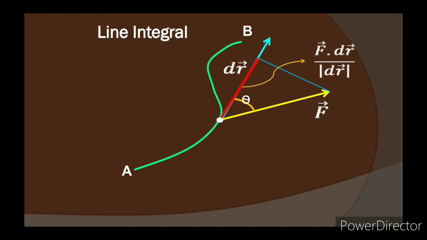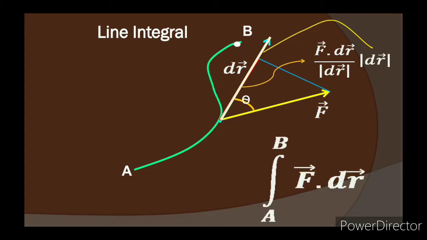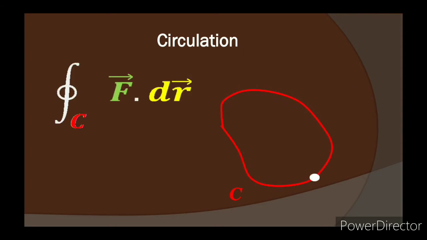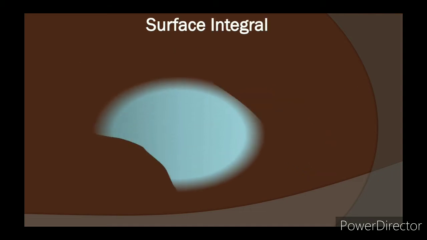We multiply the length of the tangent vector dr, that is mod dr, with this scalar component. Then we get f dot dr. If we calculate this value at each point of AB and sum up, then we get integration a to b f dot dr, which is the line integral of the vector field f along the line AB. Circulation along a closed curve C is nothing but the line integral of the vector field f along the closed curve C.